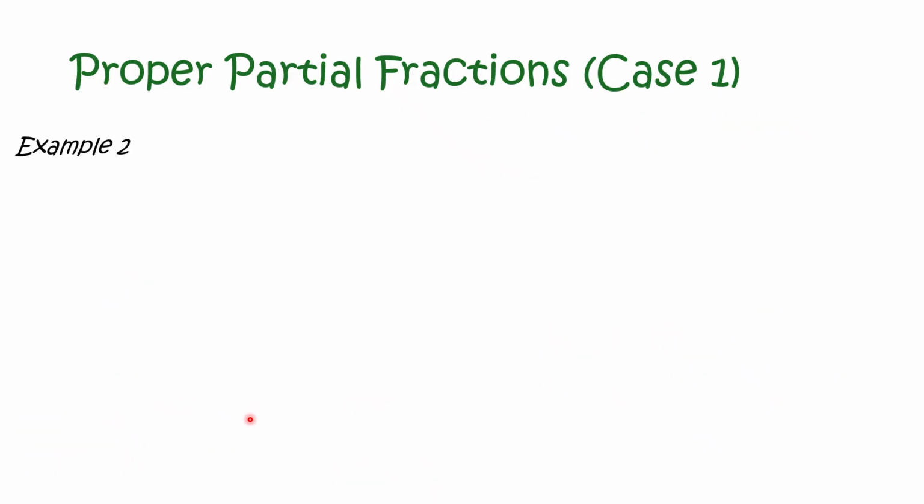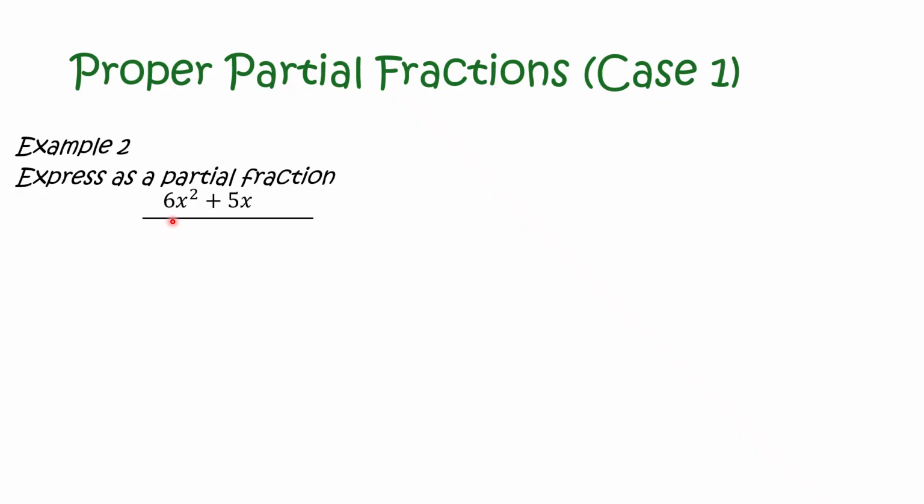So that's how we express that algebraic fraction as partial fractions. Great. We move on to example 2. So with example 2, we have expressed as a partial fraction 6x squared plus 5x minus 2 all over x times x minus 1 times 2x plus 1.